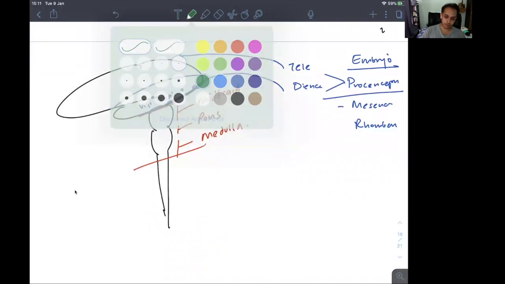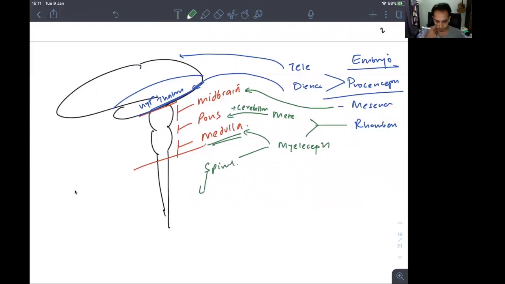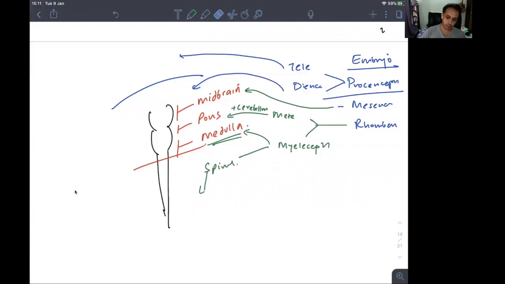So the mesencephalon will form the midbrain, and the rhombencephalon will have two parts, that is metencephalon and myelencephalon. The metencephalon will form the pons and the cerebellum, and the myelencephalon will form the medulla and the spinal cord also. So this is the rough structure. We are essentially interested in everything below this. So we want to know this part of the neuroanatomy.